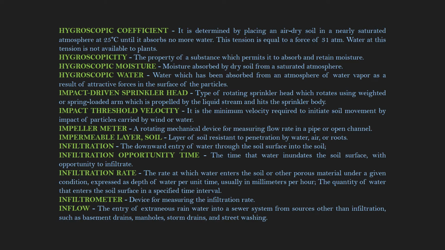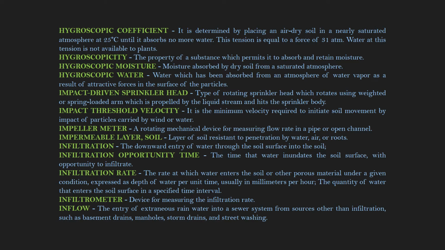Impact-driven sprinkler head. Type of rotating sprinkler head which rotates using a weighted or spring-loaded arm which is propelled by the liquid stream and hits the sprinkler body. Impact threshold velocity. It is the minimum velocity required to initiate soil movement by impact of particles carried by wind or water. Impeller meter. A rotating mechanical device for measuring flow rate in a pipe or open channel. Impermeable layer, soil. Layer of soil resistant to penetration by water, air, or roots. Infiltration.